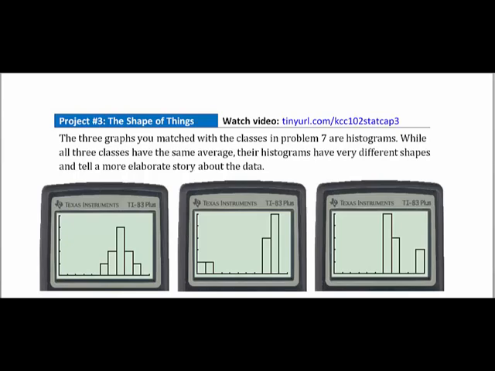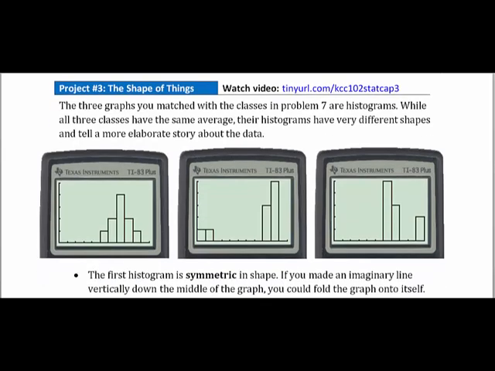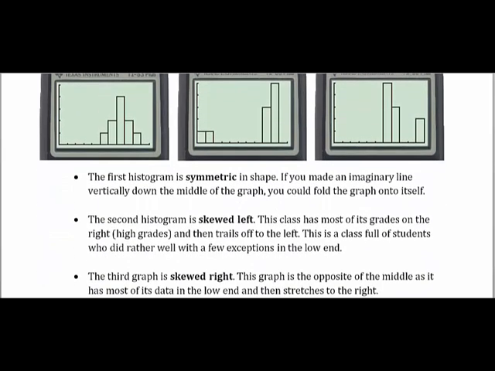So, the three graphs that you matched up in the classes in problem 7 are called histograms. While all three classes have the same average of 7.25, their histograms have very different shapes and tell a more elaborate story about the data. So we can take a look at these three pictures and say that the first histogram is symmetric in shape.